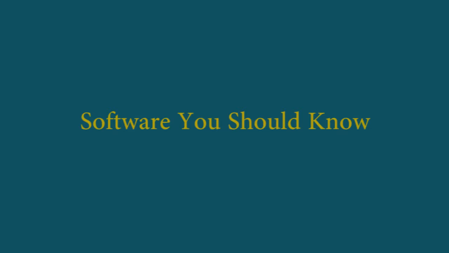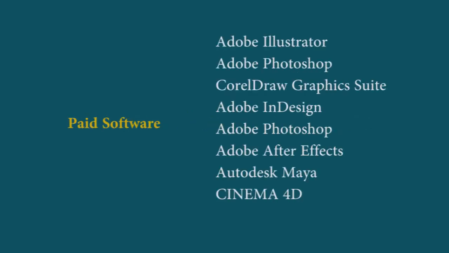So here is a list of paid softwares. You can see most of the softwares are from Adobe. Adobe Illustrator is there, Adobe Photoshop is there, Corel Draw. Adobe Illustrator is basically a vector program where you can do illustrations and logo designing, or if you want to do realistic artwork, you can go for Illustrator. And for image editing, you can go for Adobe Photoshop.